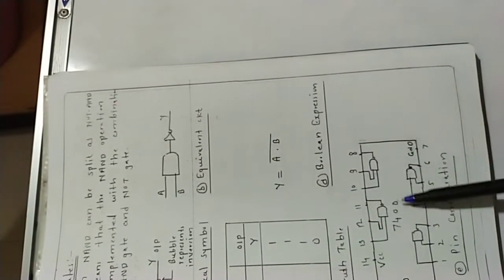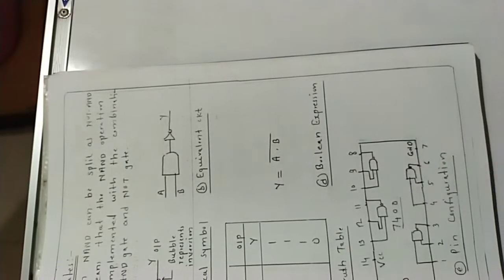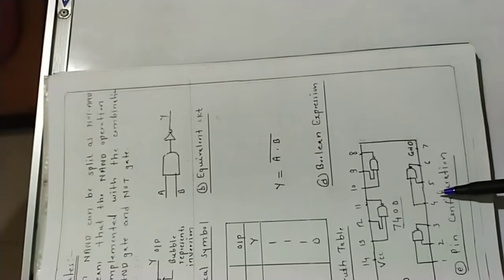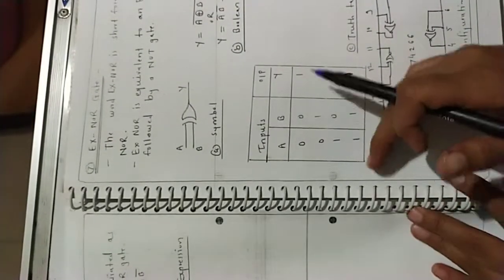This is a NOT gate IC 7400. Oh, sorry, NAND gate. This is NAND gate IC 7400. 1 2 input, 3 output, 4 5 input, 6 output. Okay, again 7 ground, 14 VCC. Now XOR gate IC.